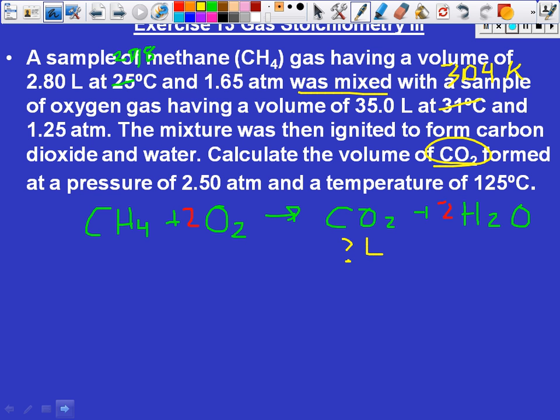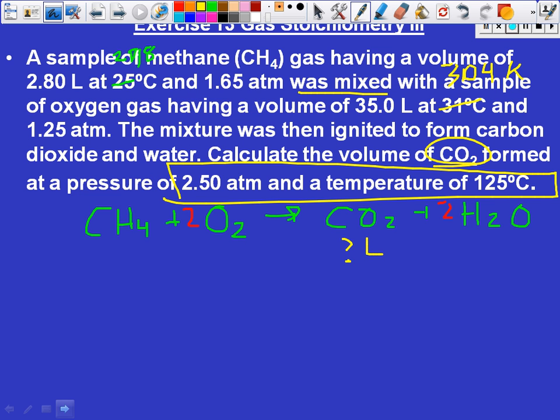But here's the crazy part. Then they completely change everything else up on you. Now, let's be honest. There is a lot going on here, so I need to help you through this. The first issue is they have given you some information about methane. They have also given you some information about oxygen. And then they ask you about one of the products.